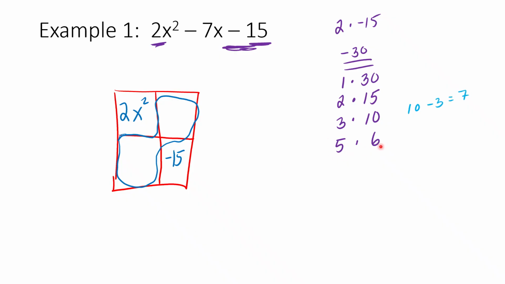And then looking at the 5 and the 6, if I add those, I get 11, and if I subtract them, I get a 1. So this is my combination. This is the one that gets me the 7. The problem is 10 minus 3 gives me positive 7, and I need negative 7.